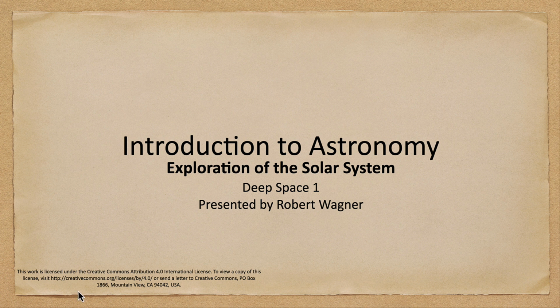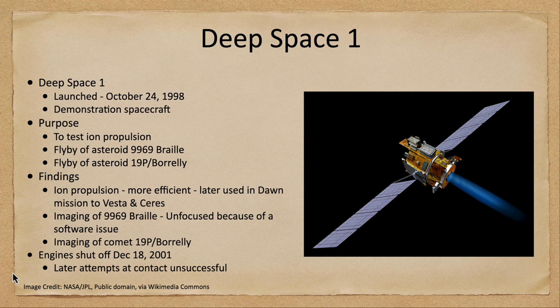In this week's exploration of the solar system, we are going to talk about the Deep Space One spacecraft and see what it looked at in our solar system. So let's go ahead and get started, and here's an artist's conception of this. The Deep Space One was launched on October 24th of 1998.